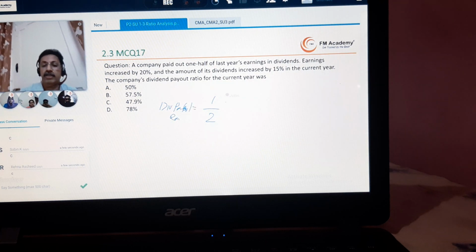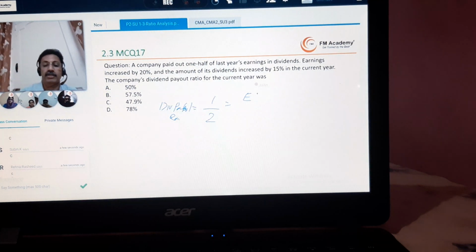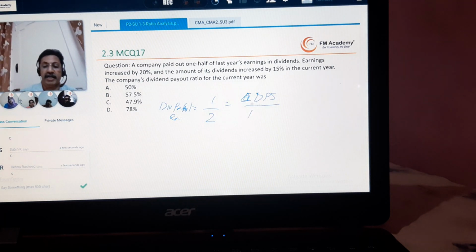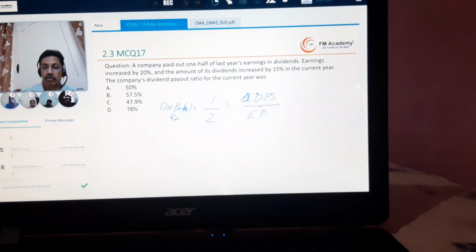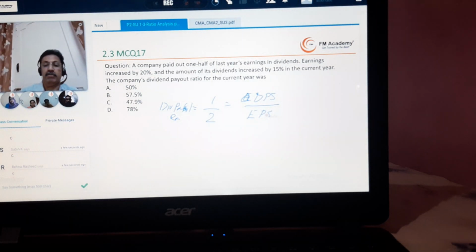What does the dividend payout ratio mean? Dividend per share divided by earnings per share, or dividend divided by earnings. Dividend per share divided by earnings per share is the same as dividend divided by earnings, right? Because the denominator is the same for the numerator and denominator in the per share computation. So here it is given as 1.2.